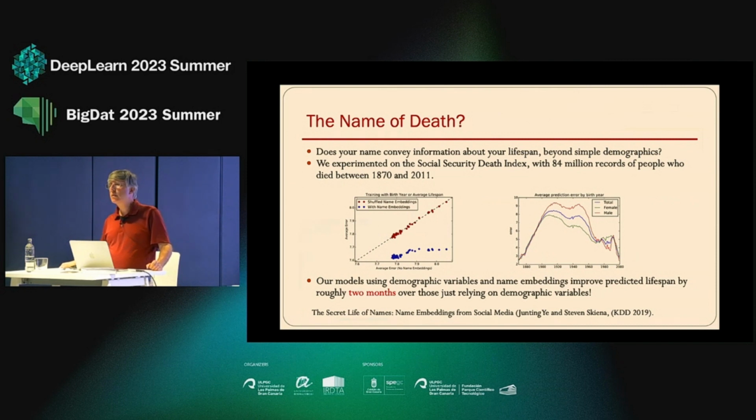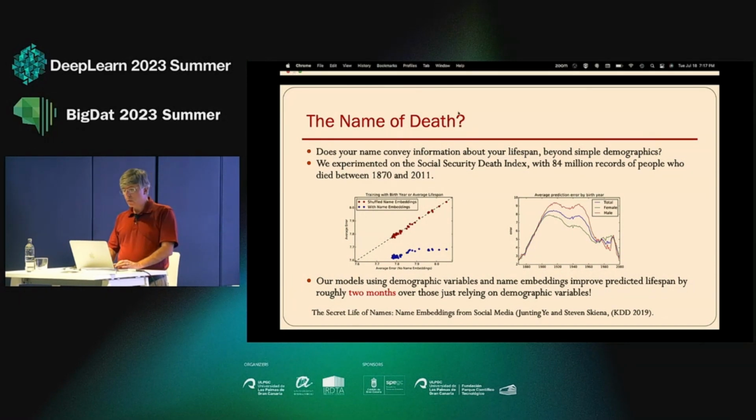Who's going to be expected to live longer, Mary Smith or Joe Jones? Does anybody have an opinion on that? Who's going to live longer? Mary Smith, right? Because, you know, women live longer than men. There are also differences within subpopulations and things like this.